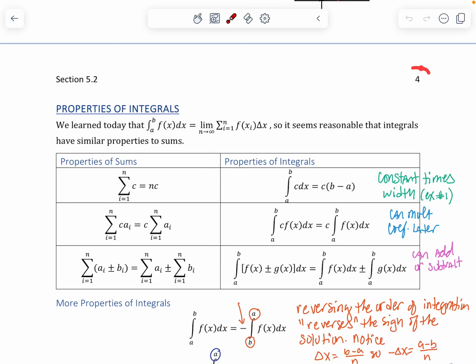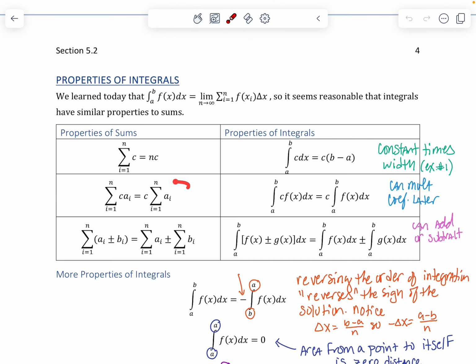Section 5.2, page 4. So now we're going to talk about properties of integrals. We've talked about the integral problem consisting of the limit of a summation. Earlier in the semester, in the chapters, the book, I don't know what we want to call it, we talked about different properties of limits. And then recently in this chapter, we talked about properties of summations, which were directly related to the properties of limits. So now we can extend both of those to properties of integrals.